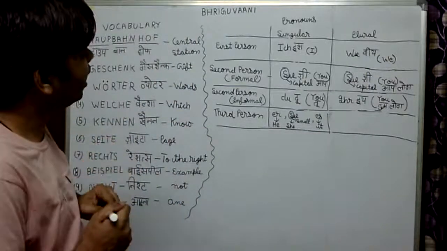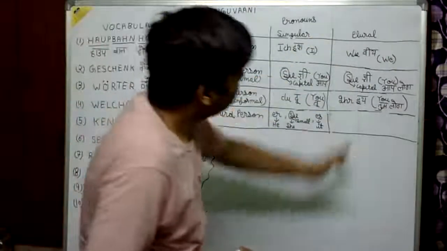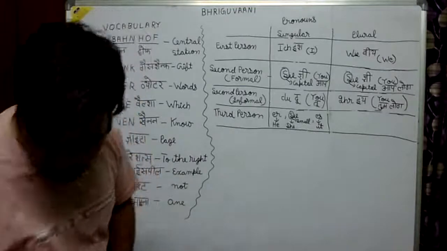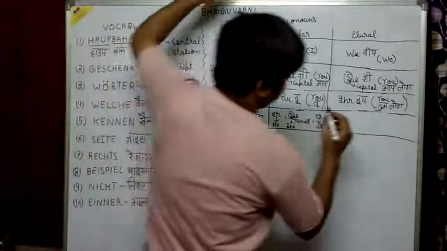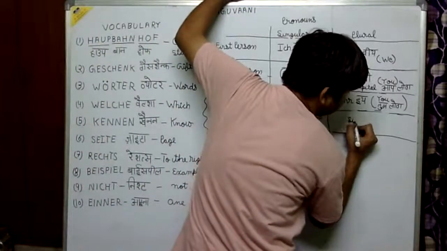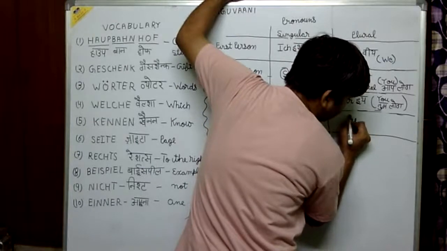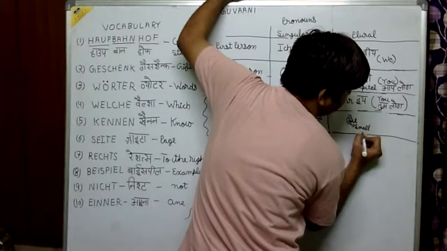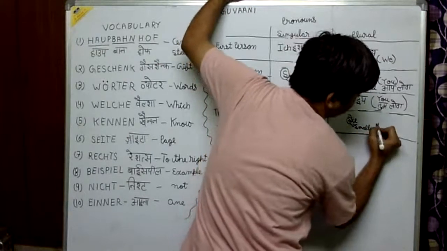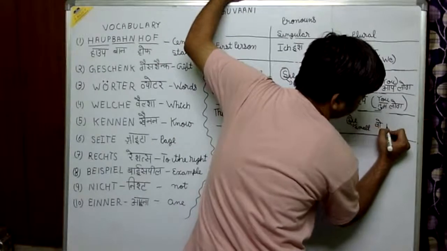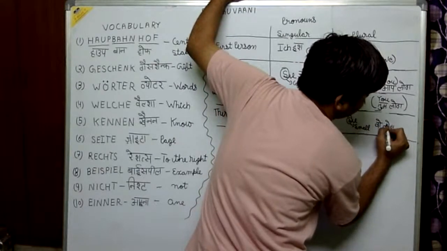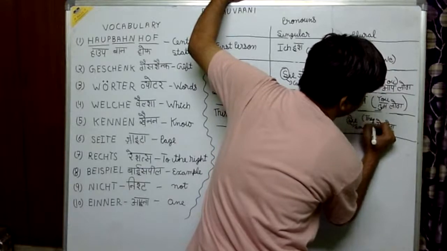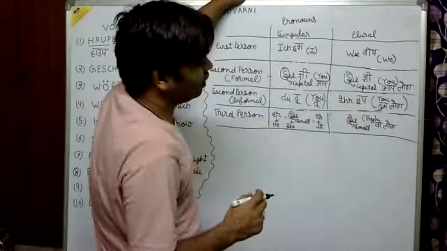And in the case of third person plural, we have sie. This s is small. Say it. It means they. They. Okay?